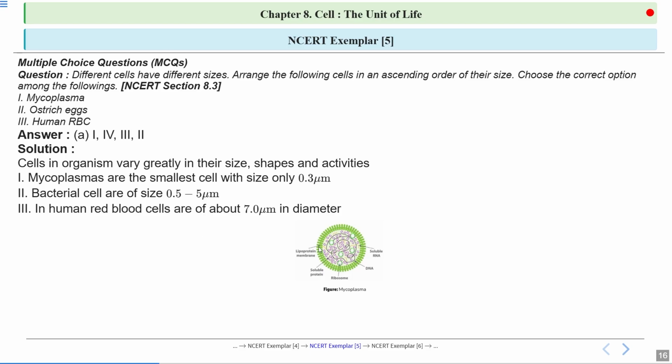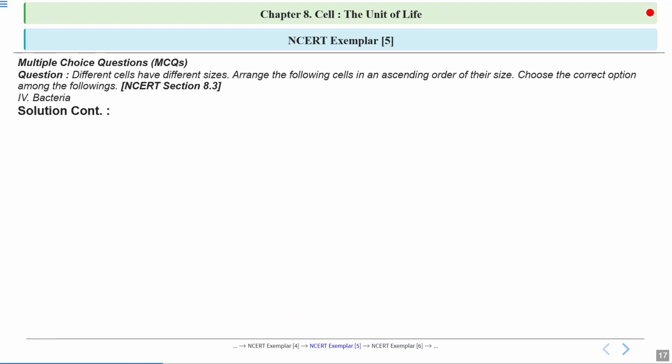Here you can see an image showing mycoplasma. This is lacking a cell wall. This is the smallest living cell. Mycoplasma can also survive in anaerobic conditions. So mycoplasma is the smallest living cell, then bacteria, then human RBCs, and then the ostrich egg. Ostrich eggs are among the largest cells with size 15 by 13 centimeter.